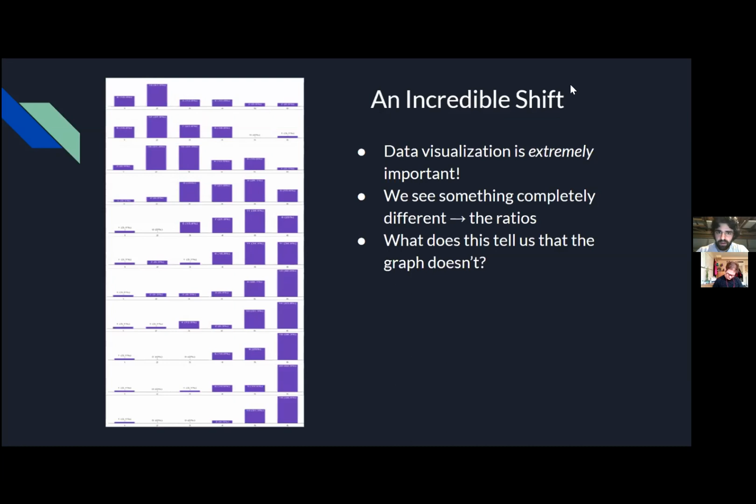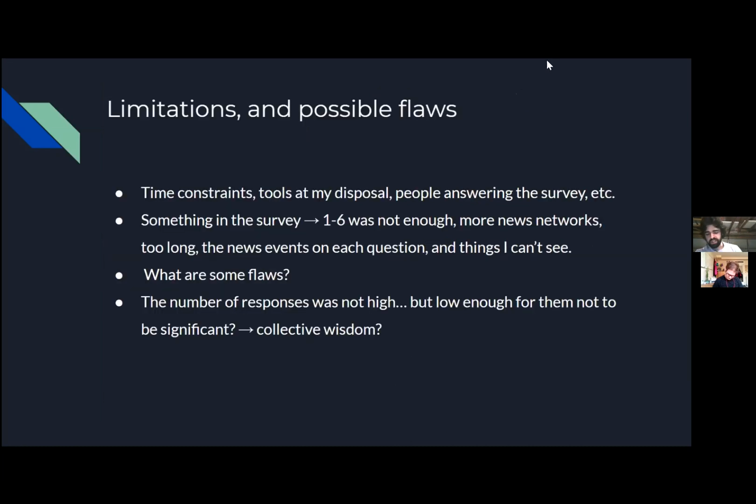Very well. Okay. Obviously, there are many limitations, many flaws. Anything from the survey itself. Maybe I was suggesting something, maybe I didn't do a very good job. Maybe 1 through 6 was not the best number. We can go on and on about what the flaws are. And I also want to invite people to tell me if they see any flaws in the survey.